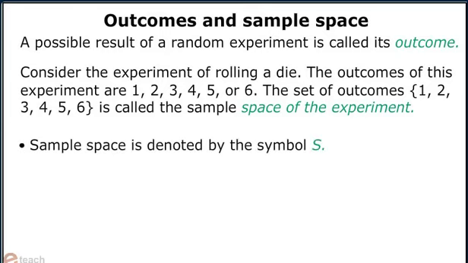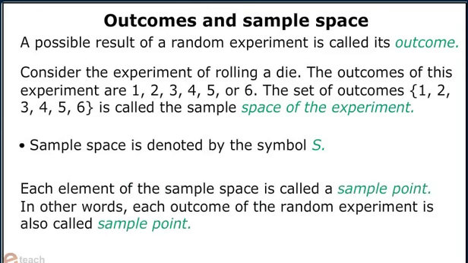Sample space is denoted by the symbol S. Each element of the sample space is called a sample point. In other words, each outcome of the random experiment is also called a sample point.